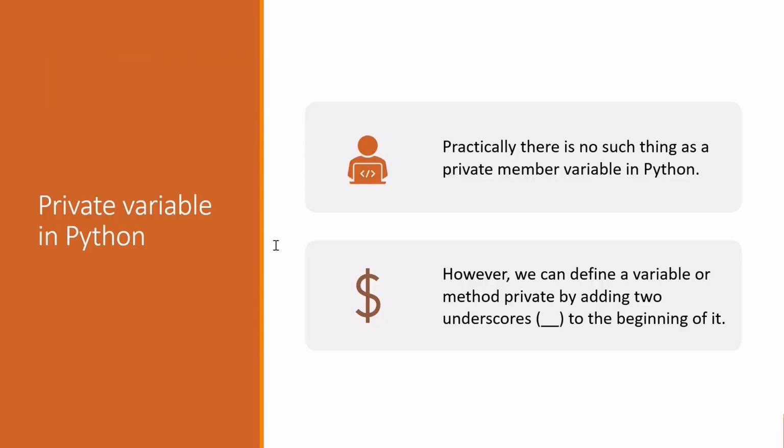Let's move forward and discuss the private variable. Now practically there is no such thing as a private member variable in Python. The norm followed by the majority of Python code, however, is that to make a variable or a method private, we have to use two underscores at the beginning of the variable or the method. So I will create another example for it.